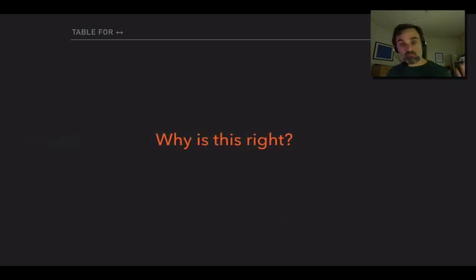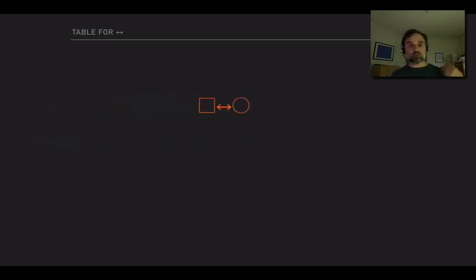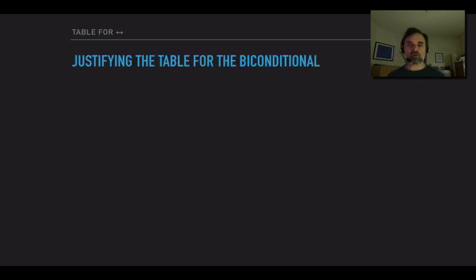So why is this correct? Well, what does the biconditional really mean? We have the biconditional box if and only if circle, and that says if box then circle, and also if circle then box. So the biconditional is a conjunction of the two conditionals.